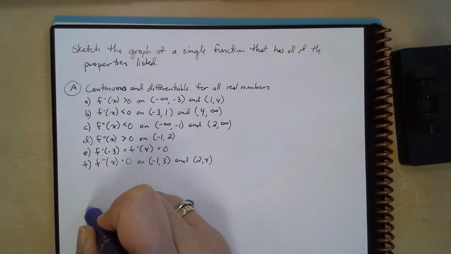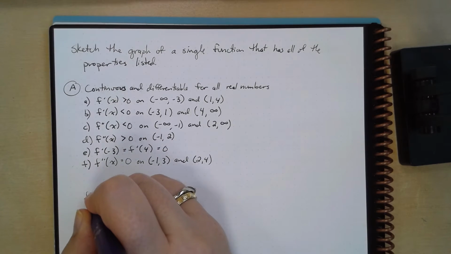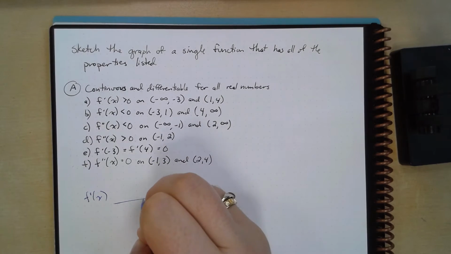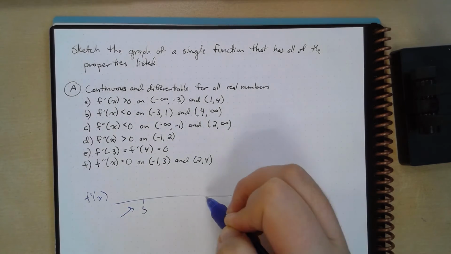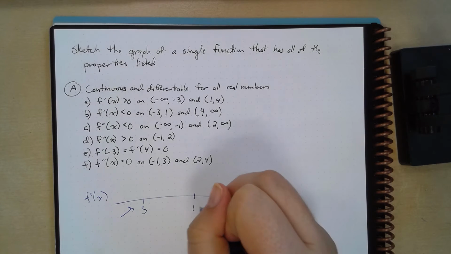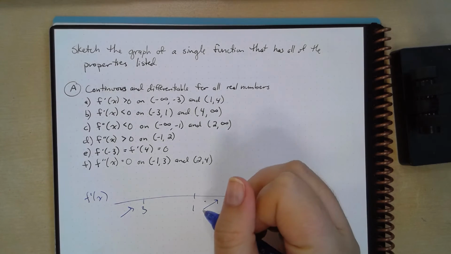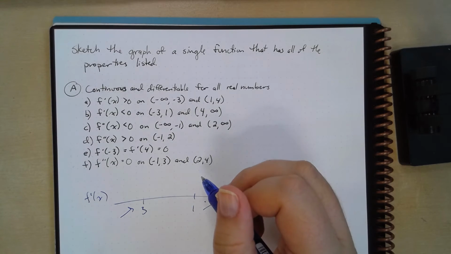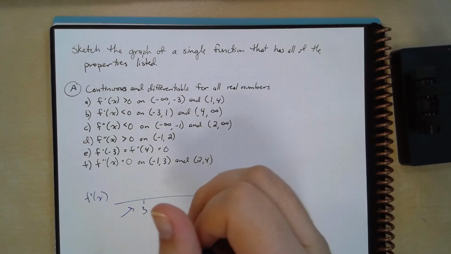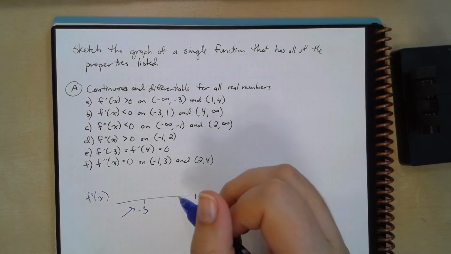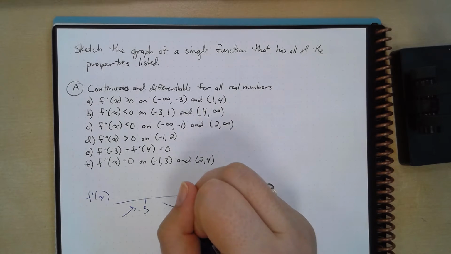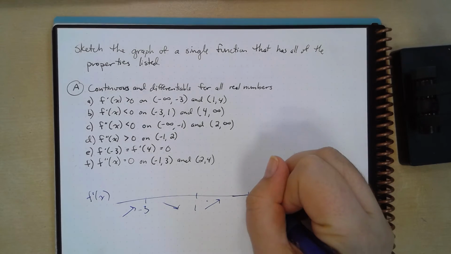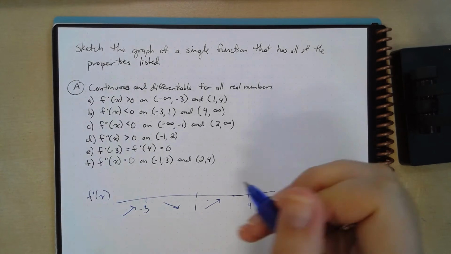Let's say this. I'm going to draw my first derivative test, my f prime of x. From negative infinity to negative 3, we're increasing, and from 1 to 4, we are increasing. But it's less than 0 from negative 3 to 1 and from 4 to infinity. Negative 3 to 1, decreasing. And from 4 to infinity, we are again decreasing. Okay, there's our first derivative test.